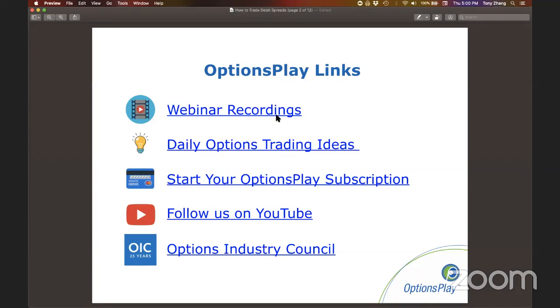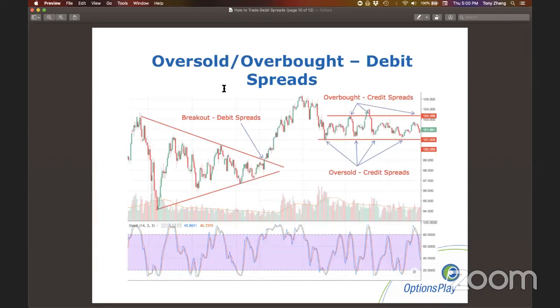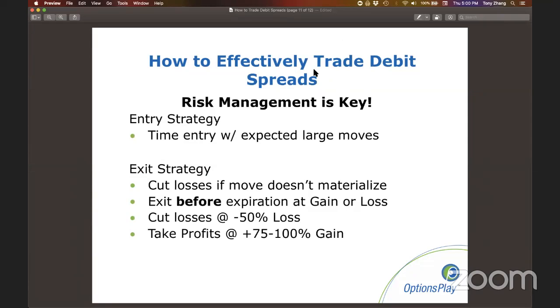Where would you generally place a stop loss? Great question. I believe we covered this already. I don't know if that question came in before we covered this. You want to cut your losses at 50% losses. So if you buy an option or a debit spread for $1, you want to cut your losses if you lose about 50 cents on that trade.